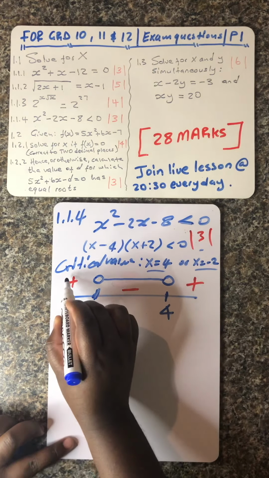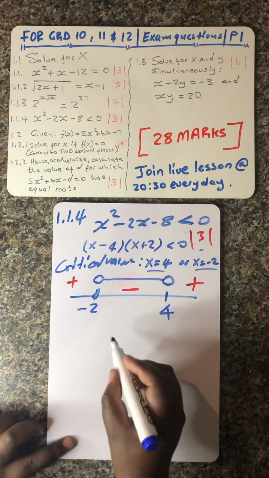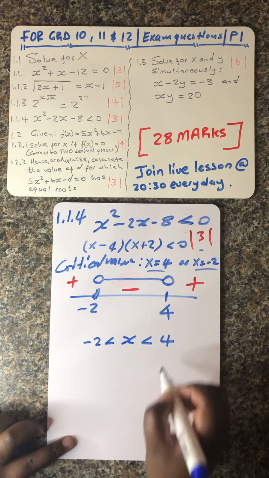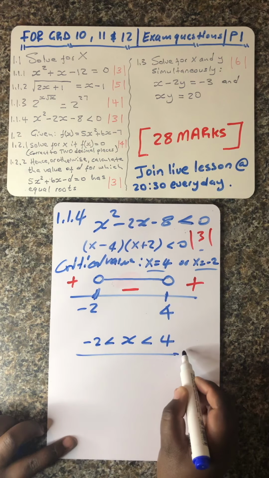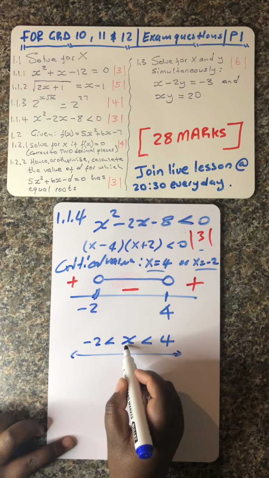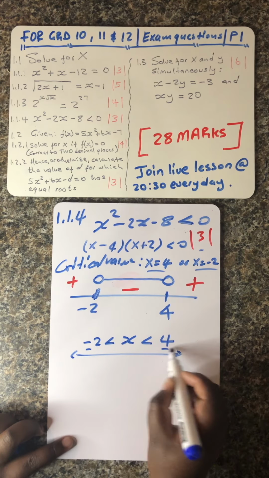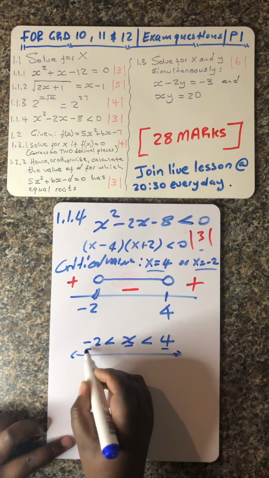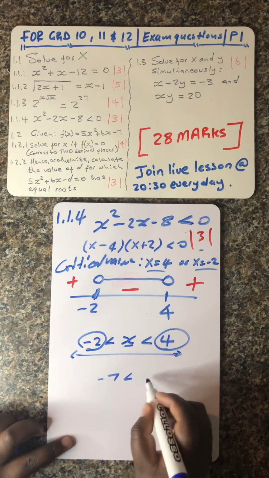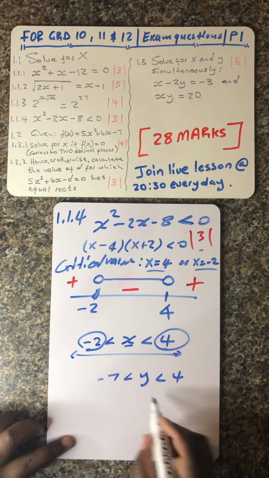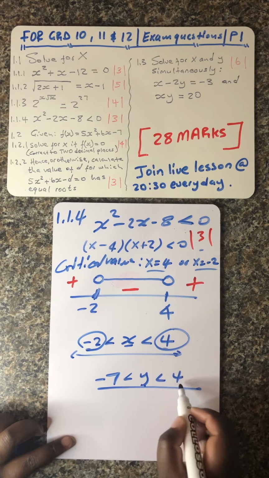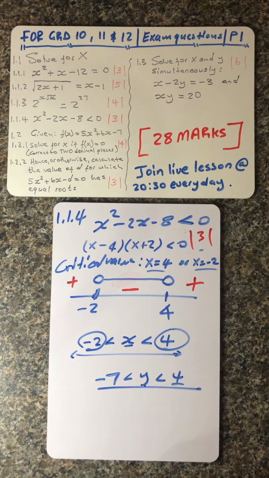So you can either give this as your answer, or you can say that's where x is between -2 and 4. So always when you see this, guys, when you want to interpret this in words, it simply means between -2 and 4. So it means x is between -2 and 4. If you see something like -7 less than y less than 4, in words, it means y is between -7 and 4. That's what it means, guys.